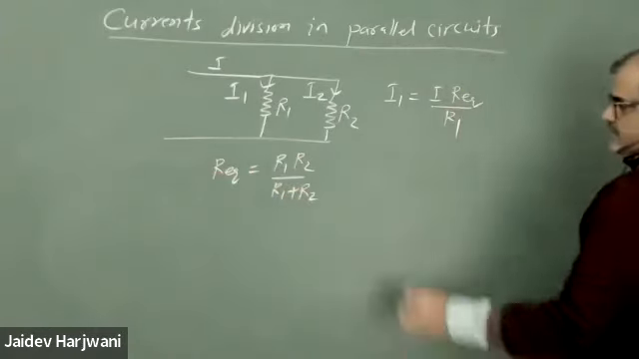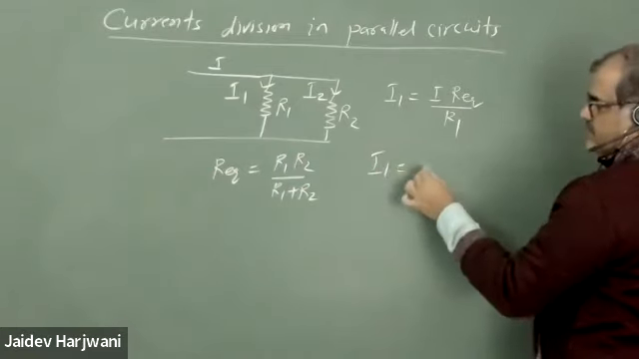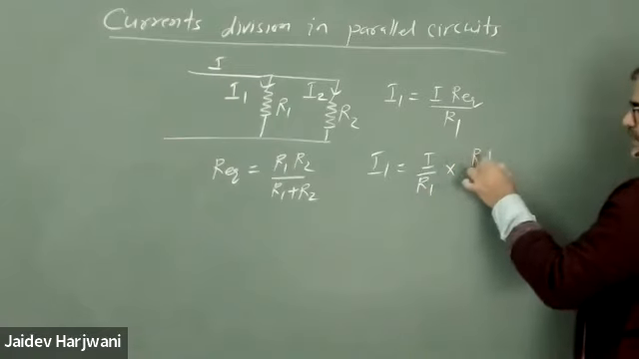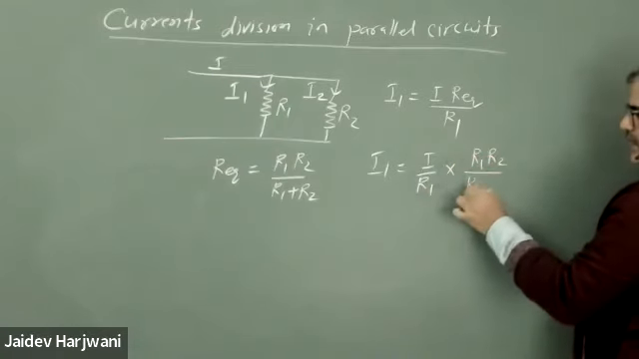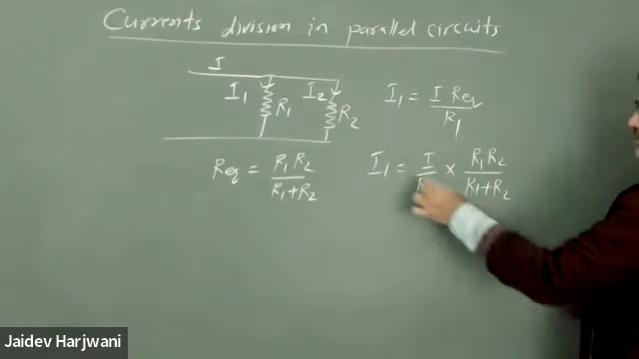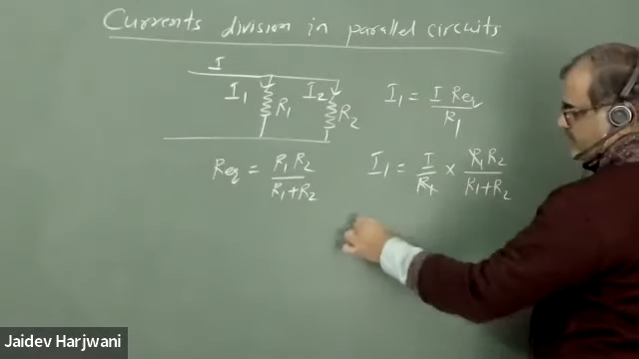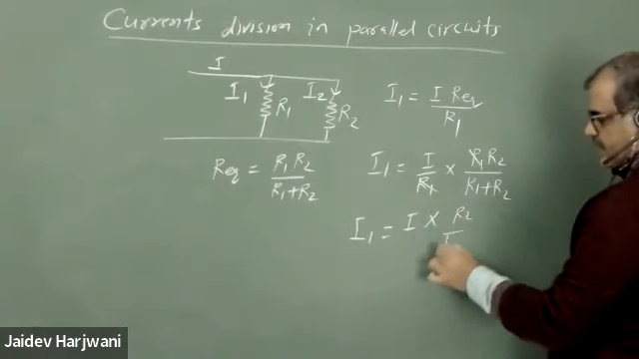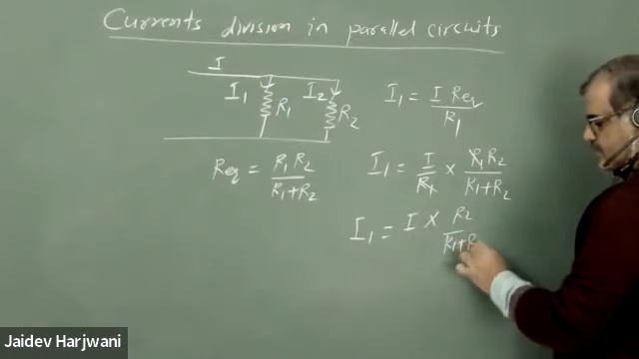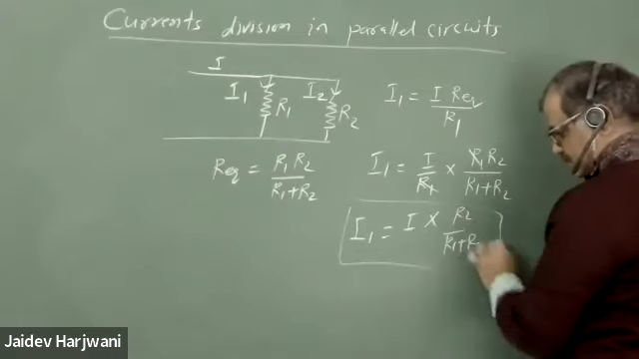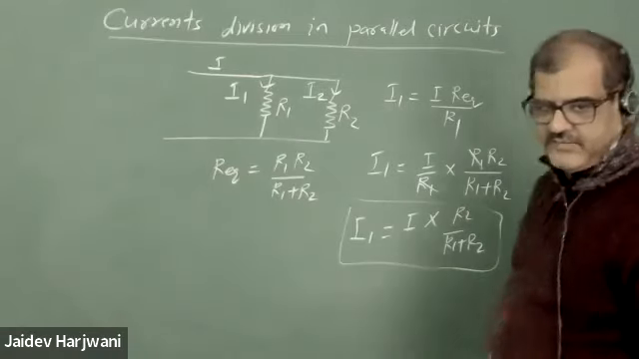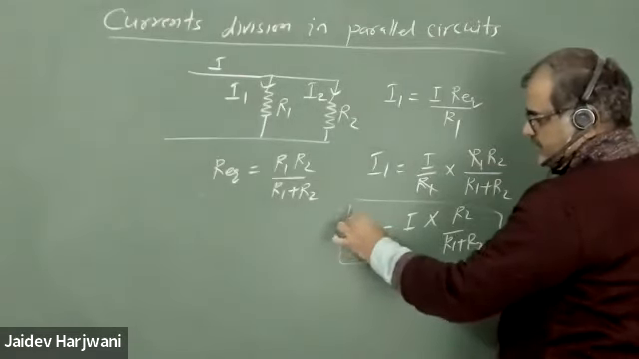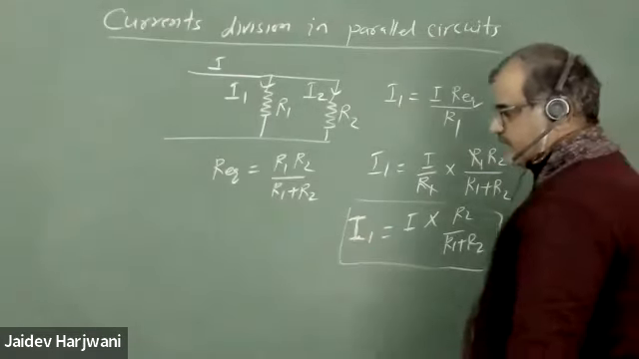So this will give me I1 equals I upon R1 into R1 R2 upon R1 plus R2. R1 cancels, so you have I1 equals I into R2 upon R1 plus R2. This is a very important expression, or formula, you can remember as a formula.